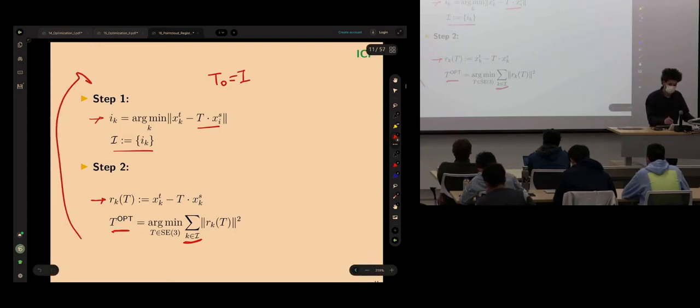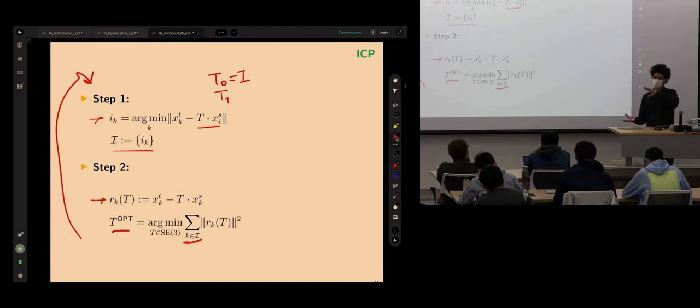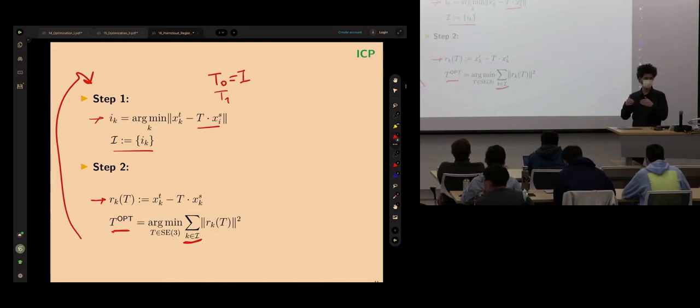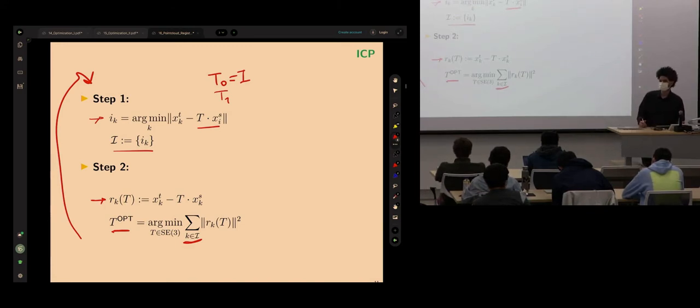Then you go back. Next time, this T is no longer identity. It's just some T1. You move the source point cloud a little based on the guess, then you solve for the nearest neighbor again. So every time you update the transformation, this nearest neighbor set will change. By no means is it correct initially or at any time along the way. That's very dangerous because you might just fall into local minima. Symmetry could be a problem if there are similar parts where the point cloud can get trapped.